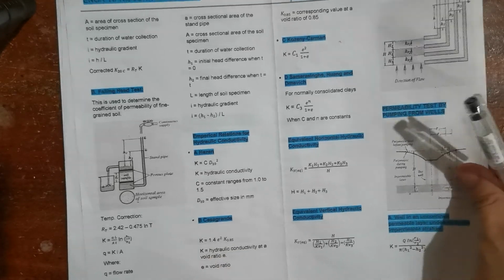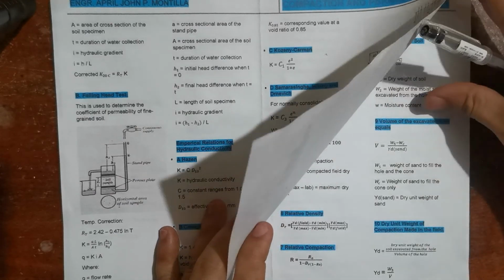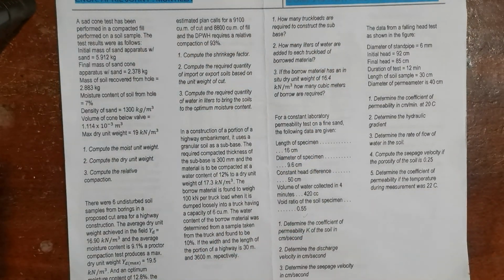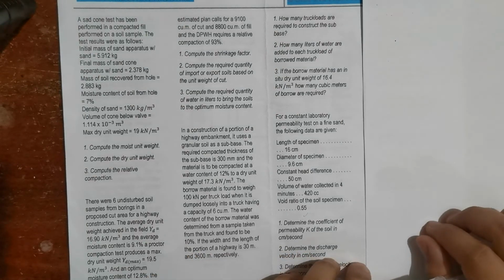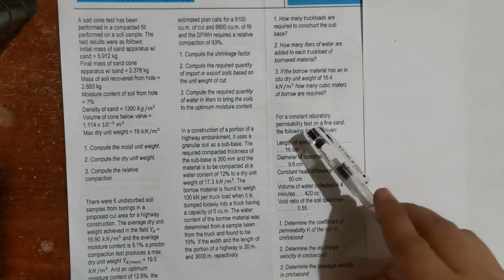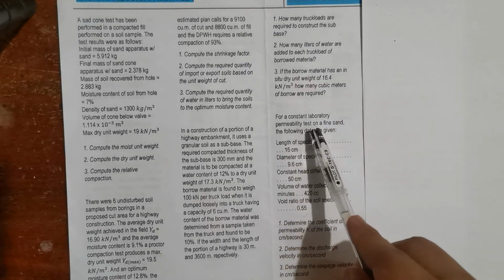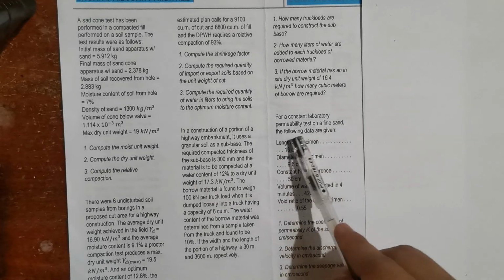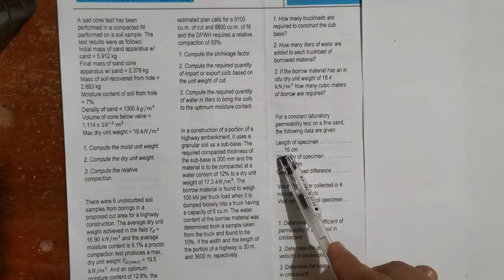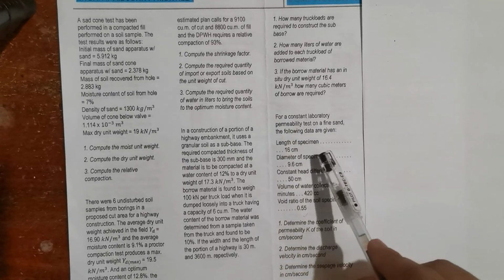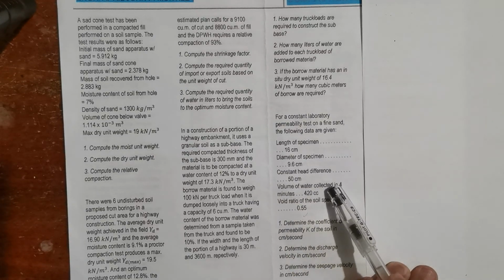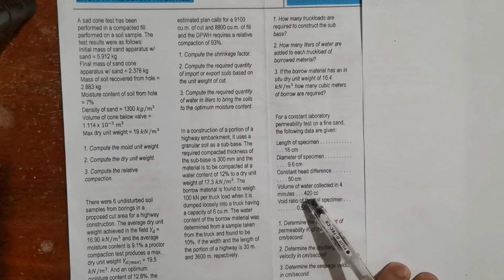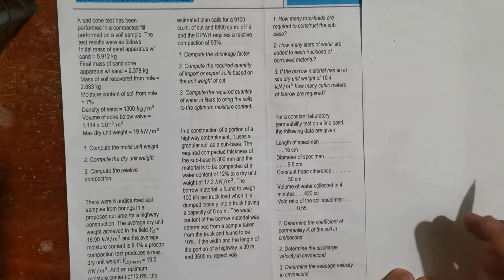And for us to fully understand this, let's take an example first. So I prepared already here a series of questions. So first one, we have, for a constant laboratory permeability test on a fine sand, the following data are given. We have the length of a specimen, the diameter of a specimen, constant head difference, the volume of water collected in 4 minutes is 420 cubic centimeter, and then the void ratio of the soil specimen.